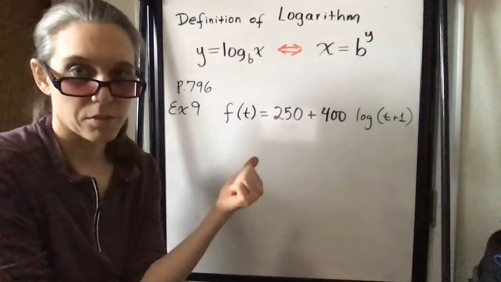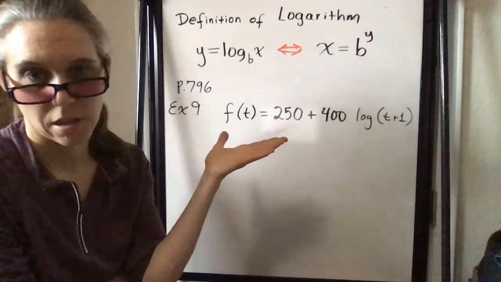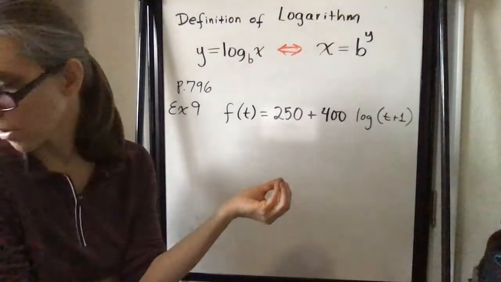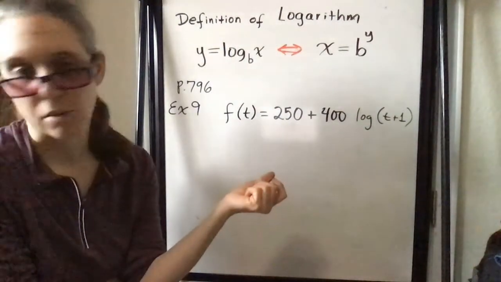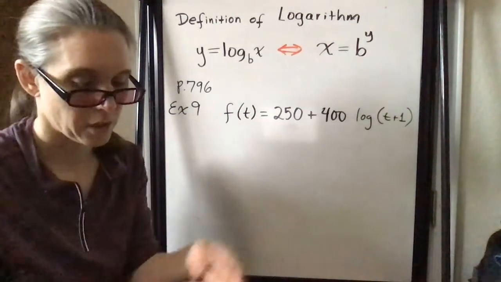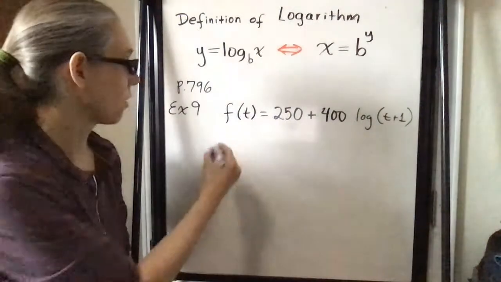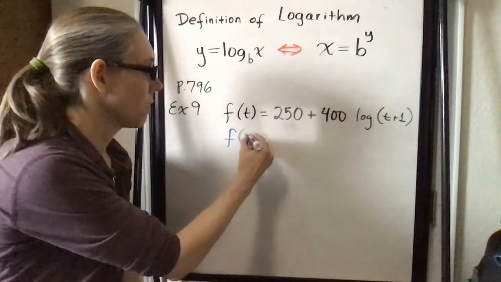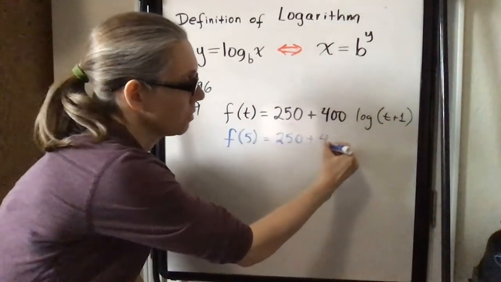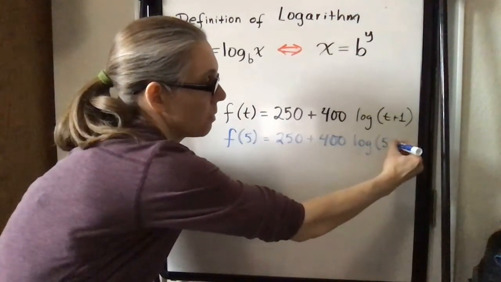What you'll be doing in self-check 9 is you won't have the exact same equation, but it will be the same type of equation. Instead of bluegill being stocked in a lake, you have a rancher stocking his pond with catfish. So you're going to have a very structurally similar situation. We want to know the number of bluegill after 5 years. So f of 5 is equal to 250 plus 400 log of 5 plus 1.